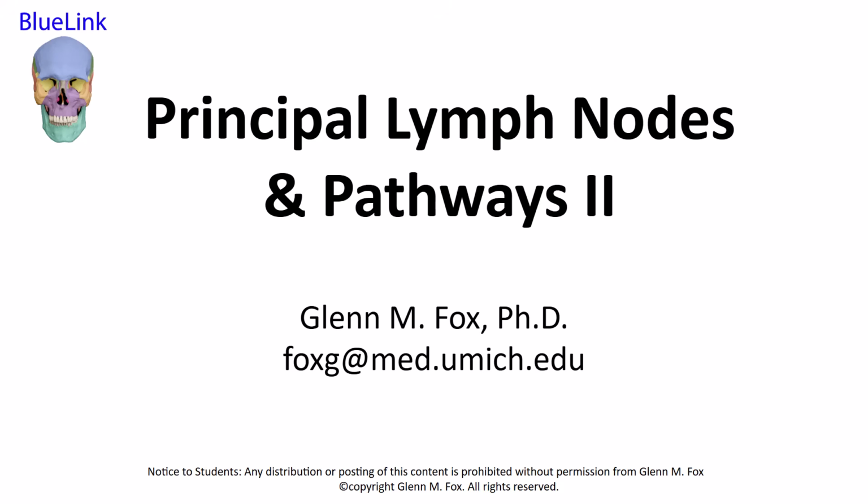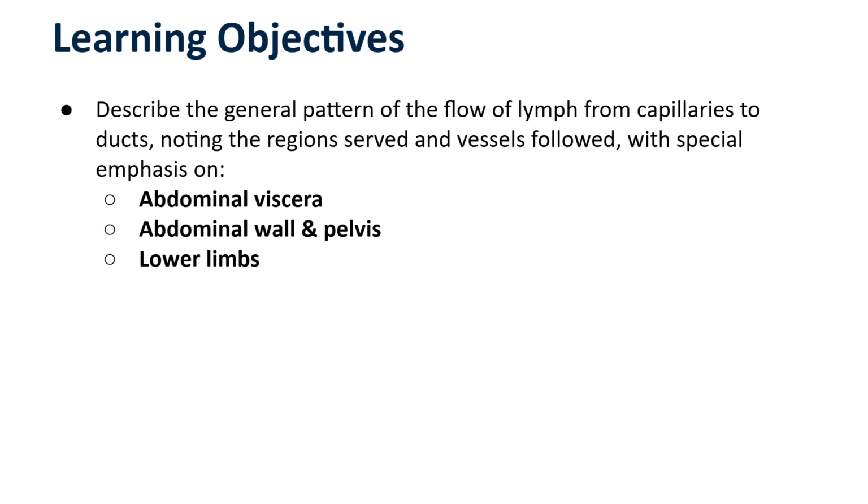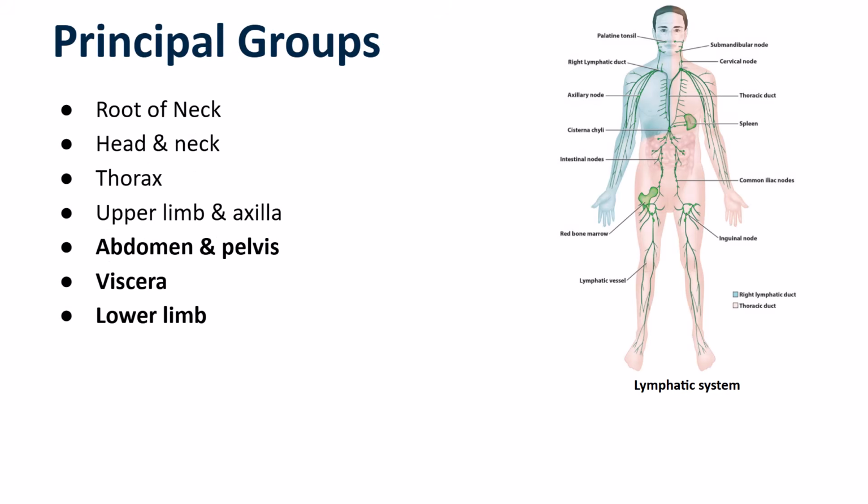Let's talk about principal lymph nodes and pathways, part 2. In this video, we'll describe the general pattern of the flow of lymph from the capillaries to the ducts, noting regions served and vessels followed, with special emphasis on the abdominal viscera, the abdominal wall and pelvis, as well as the lower limbs. So again, we're focusing today on the abdominal wall and pelvis, as well as the viscera within the abdominal pelvic cavity and the lower limbs.